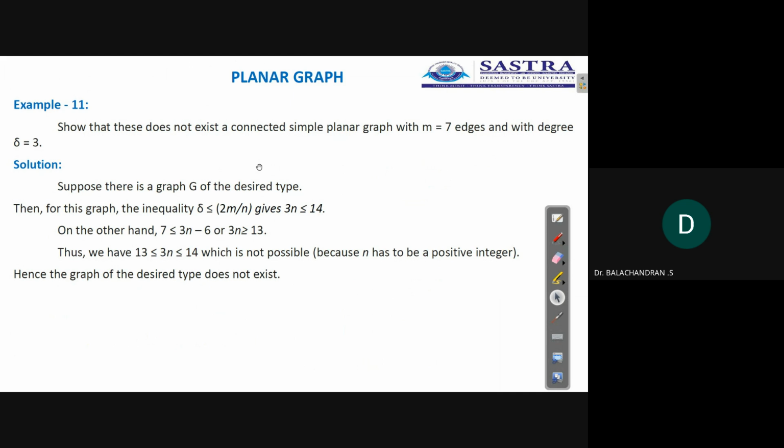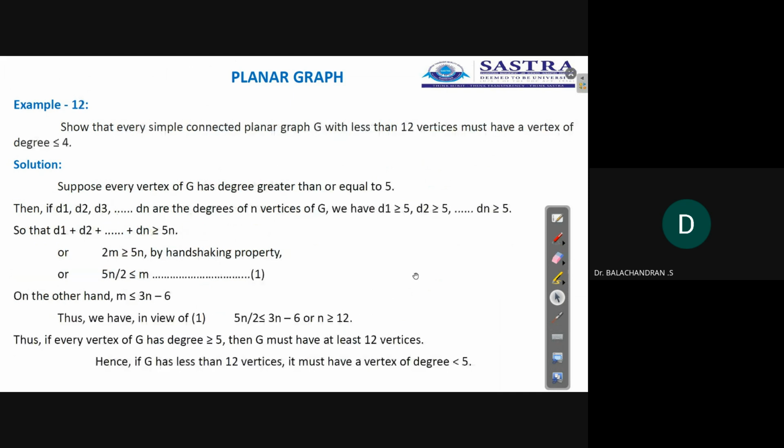Next, problem 11 is over. Now problem 12. Show that every simple connected planar graph G with less than 12 vertices, meaning maybe 11, 10 and so on, must have a vertex of degree less than or equal to 4. Suppose I am assuming every vertex of G has degree greater than or equal to 5.